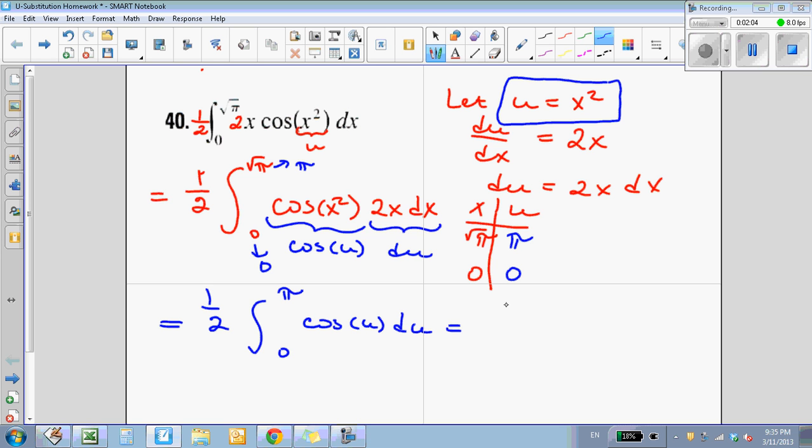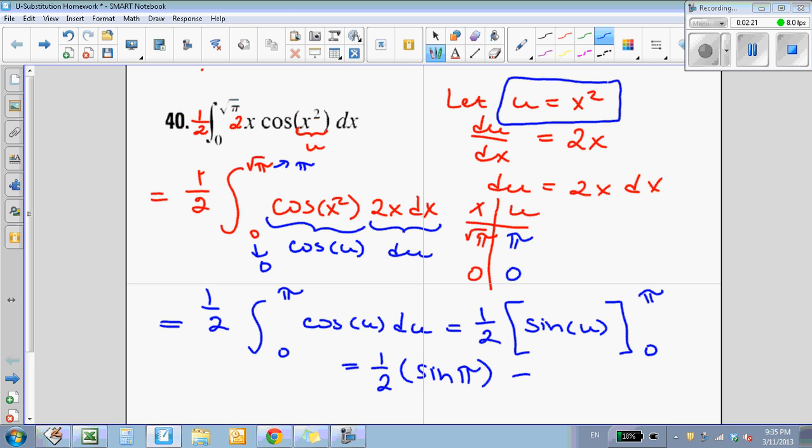And then we're just going to use the fundamental theorem of calculus. So our antiderivative of cosine of u is sine of u. And we're going to integrate it from 0 to pi. So we end up having 1/2 sine of pi minus 1/2 sine of 0. Sine of pi is 0, sine of 0 is 0, so we just get 0 as our answer.